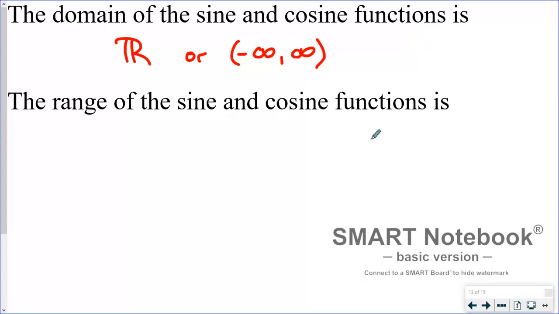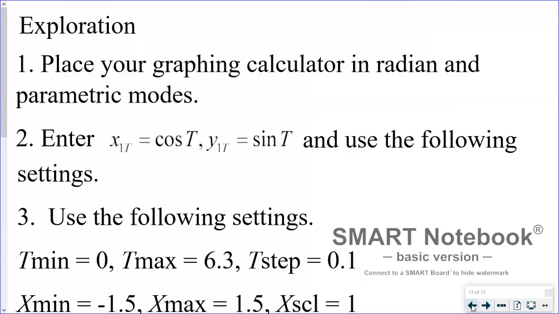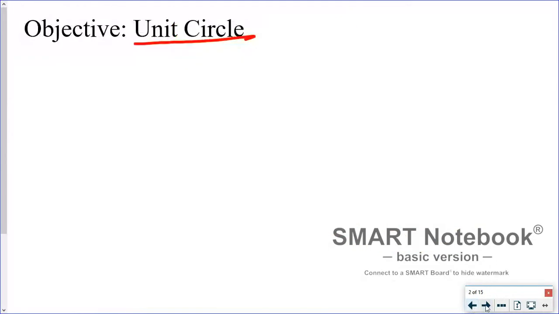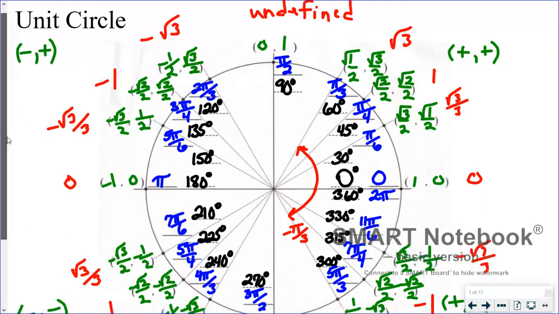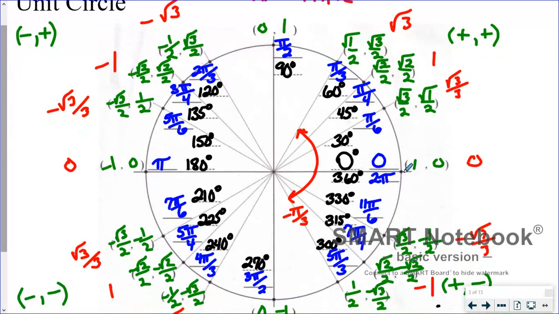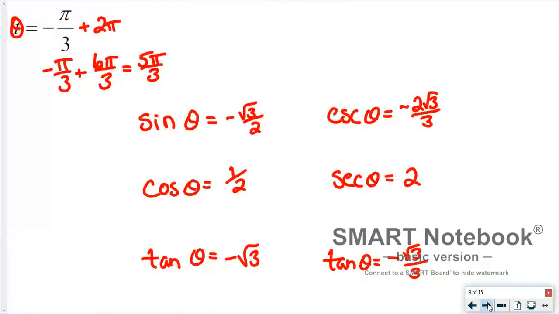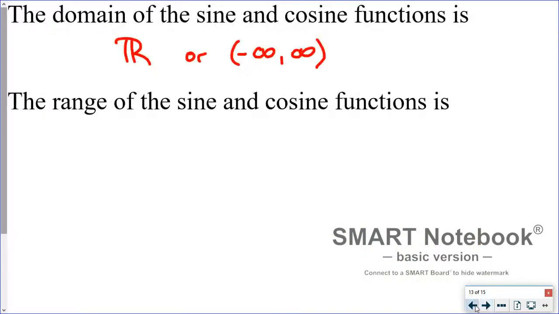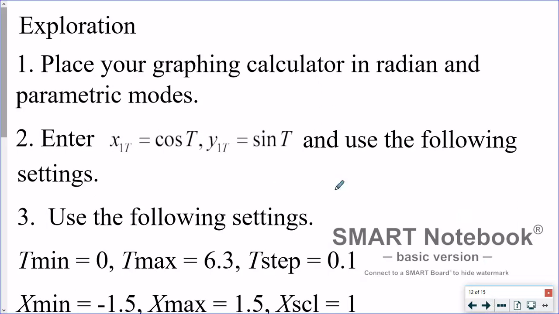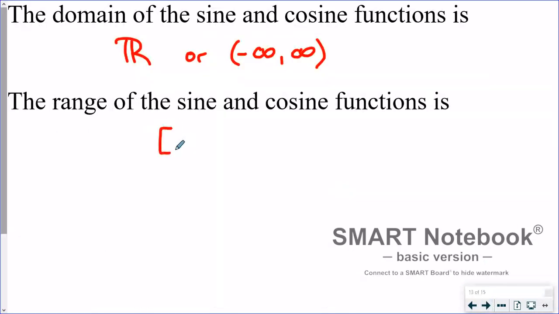The range, however, of sine and cosine, let's look at our unit circle. For the x's, and we can think of this as an actual x and y grid, what is the lowest this graph goes and what's the highest this graph goes? 1 and negative 1. Yeah. So that's actually going to be our range for sine and cosine. So 1 and negative 1? Yep, inclusive. Negative 1 to 1, including both.